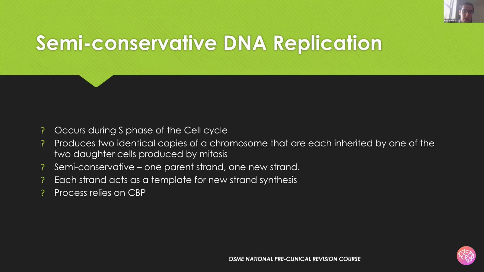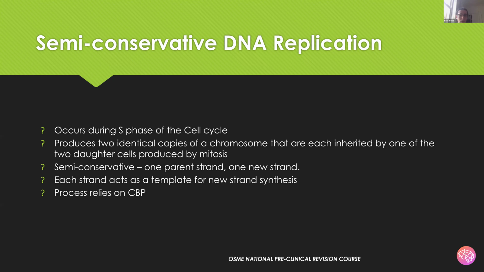So now let's talk about DNA replication. So this occurs during the S phase of the cell cycle. It's a process by which a single DNA molecule is copied, producing two identical DNA molecules. And so in eukaryotic cells, DNA replication generates two identical copies of a chromosome that are each inherited by one of the two daughter cells produced by the mitotic cell division. And so this means that the daughter cells are genetically identical to the parent cell.